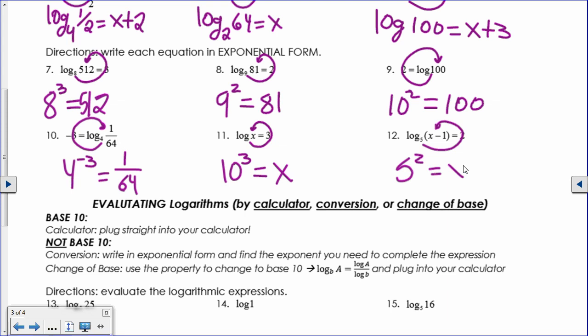Squared. Yep. Okay, so does everybody see how we do those conversions? We're going to need to know how to do that for solving at the end of the lesson. We're going to come back around to this. That's going to help us solve.